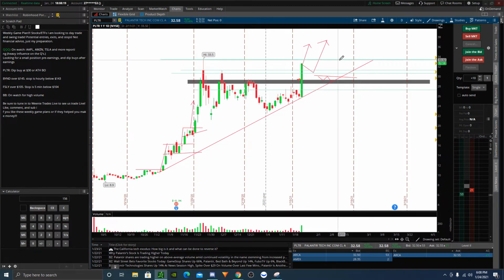Palantir looking for a move at least up to 37, maybe by the end of the week, but it might take a few weeks for Palantir to get moving.